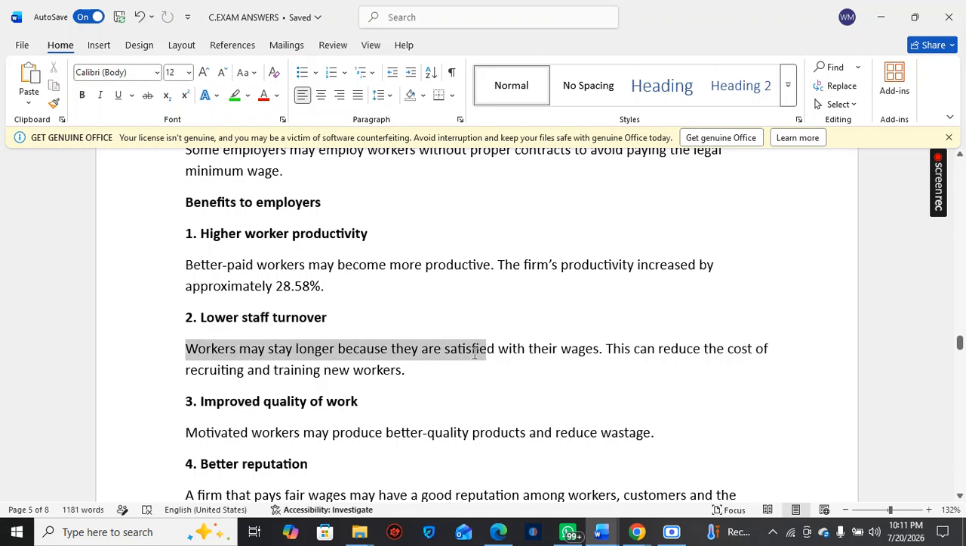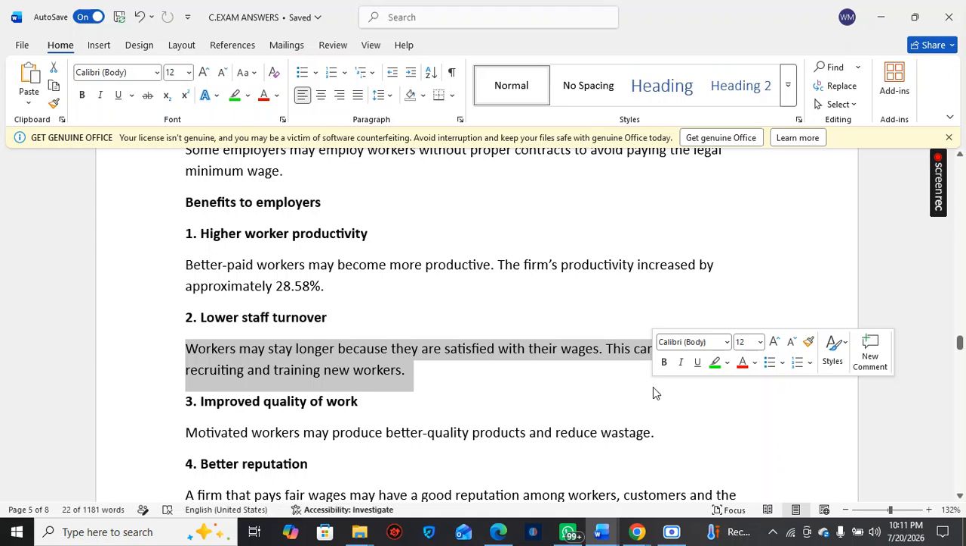Lower staff turnover. Workers may stay longer because they are satisfied with their wages. This can reduce the cost of recruiting and training new workers. So this is talking about workers quitting their jobs. If your workers used to quit every 2 weeks or 3 weeks, and then now you're paying a better wage, you find workers will be inclined to stay.